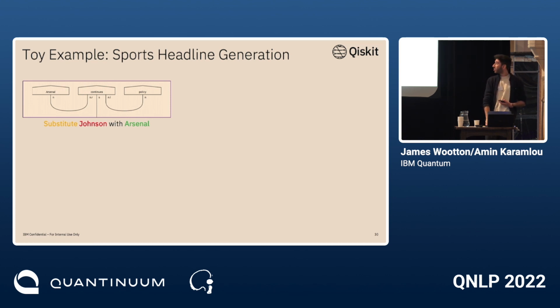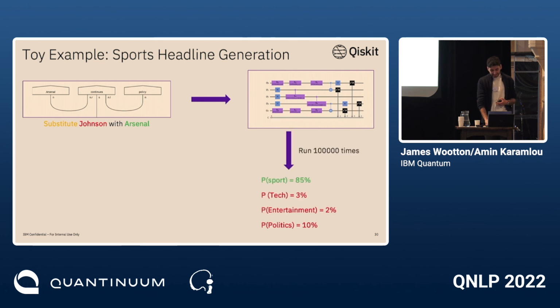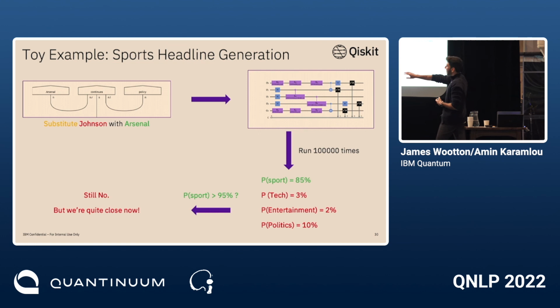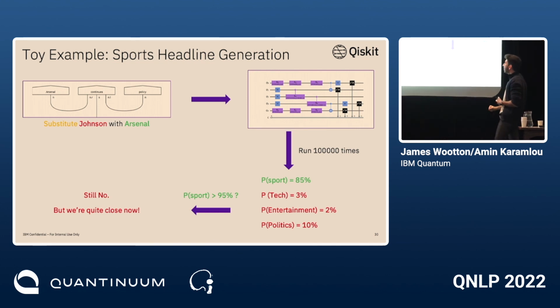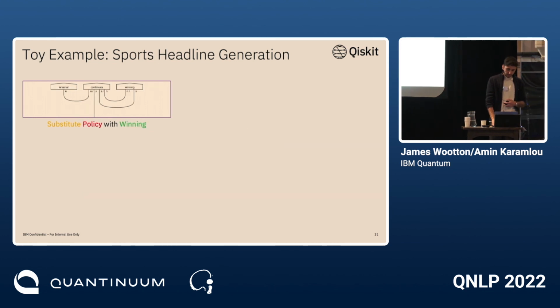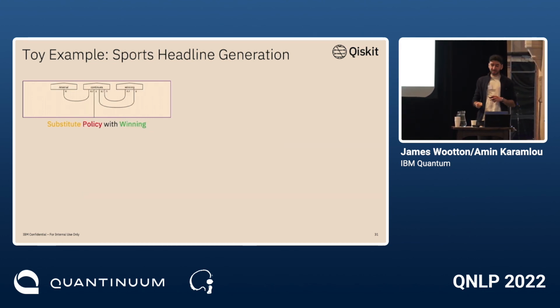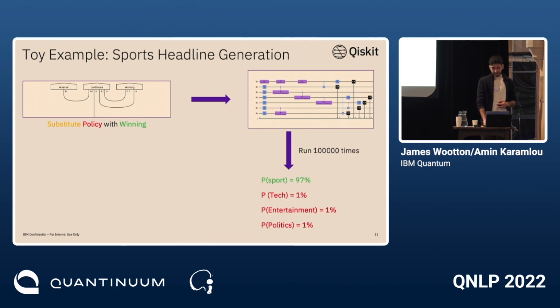So substitute Johnson with Arsenal. Arsenal is a football team, so this is closer to being about sports. If we do that again, well, we still haven't passed the threshold of 95% here, but we're quite close. So I'm going to try substituting policy with winning again. And then it says, OK, there's a 97% chance this is about sports, so a very high probability. And that's it. We're done. We're going to output this sentence.